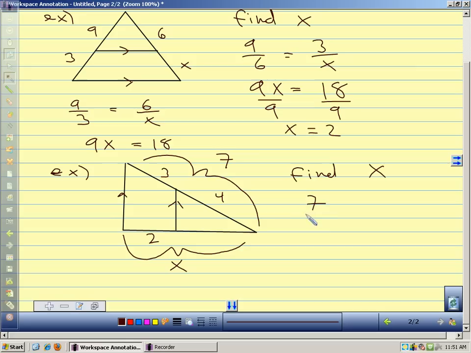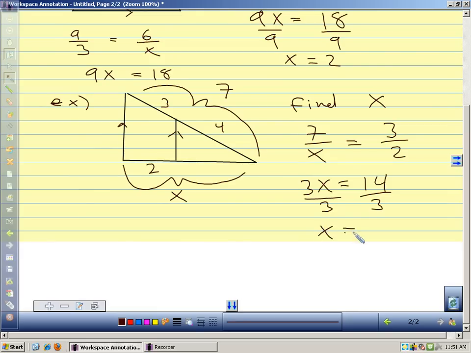So I'm going to say 7 divided by x equals, and then I have these two parts, 3 divided by 2. So I get 3x equals 14, divided by 3, and x equals 4.66 repeating. Why did you decide to do the 3 over 2? Because I have this part and I have this part. Otherwise I would have to do 4 and some, and I don't know that part, so I don't have anything else to go with that one.